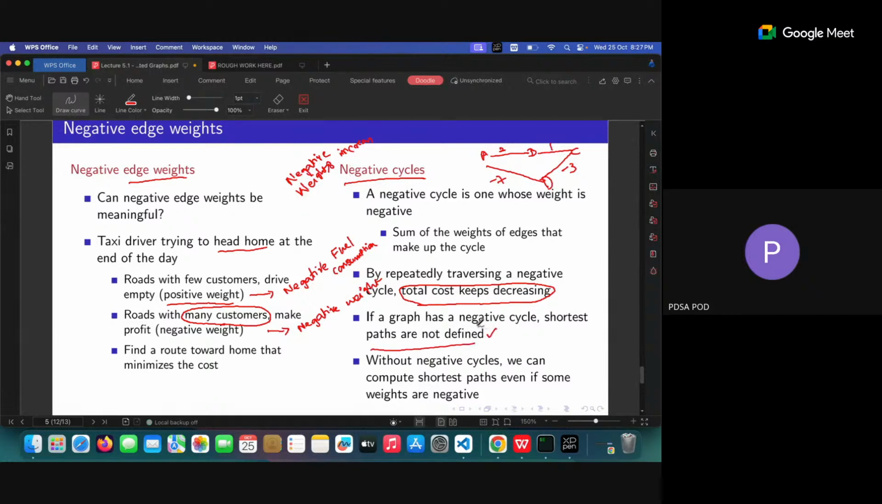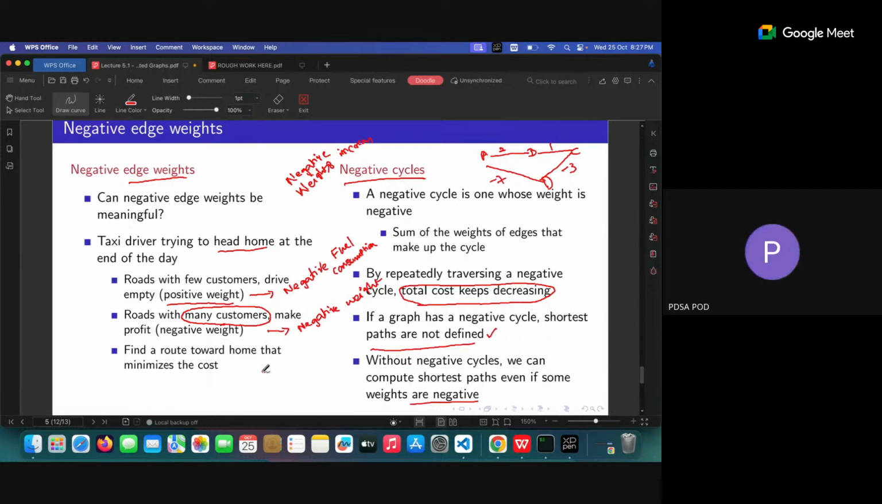So you can have negative weights, but if a negative cycle is there, the shortest path cannot be defined. Without negative cycles, we can compute the shortest path, even if some weights are negative. Understood? Negative weights can be there, but negative cycles are not allowed whenever you are running a shortest path algorithm. Is it clear? Single source shortest path. Okay, can you explain the negative cycle again?